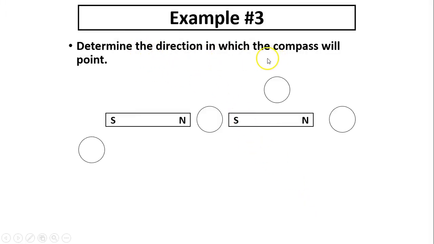Another example, determine the direction in which the compass will point. Compass, in this case, north always points to the south. Similarly, north points to the south. North is red. Okay, north pointing away from the south.